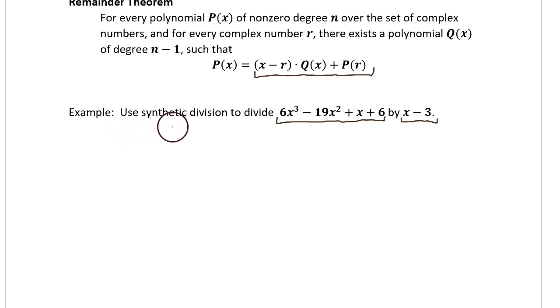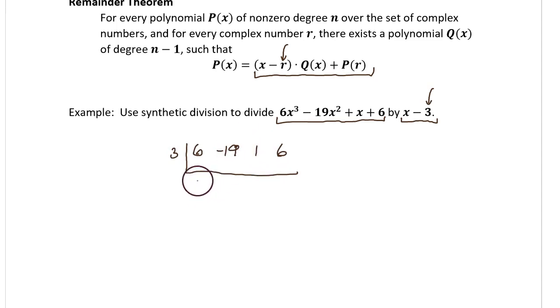The example is use synthetic division to divide this polynomial by x minus 3. Write down the coefficients from the polynomial: 6, -19, 1, and 6. Make the synthetic division bracket. Then we're going to divide by a number that is written out front. Based upon the symbols used in the remainder theorem, we can see that whatever this number here is after the subtraction sign, that's what we're writing out in front. So in our problem, if we want to divide by x minus 3, we can do that by putting a 3 in with synthetic substitution.